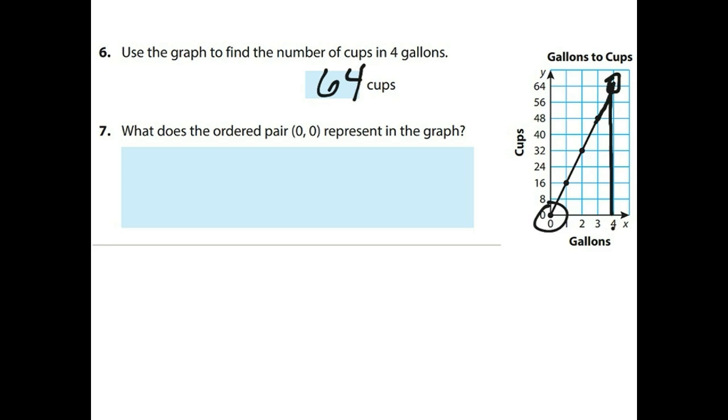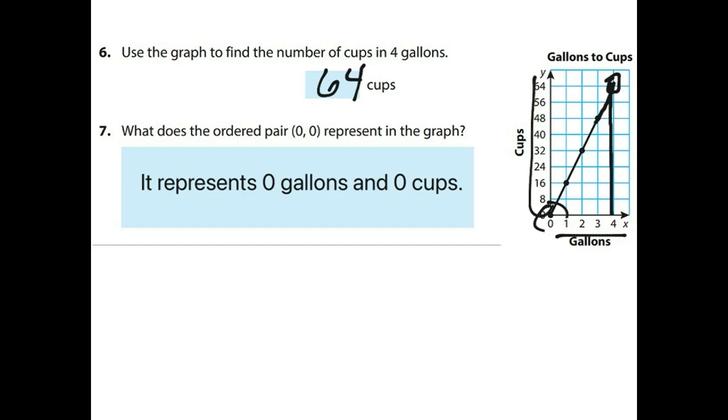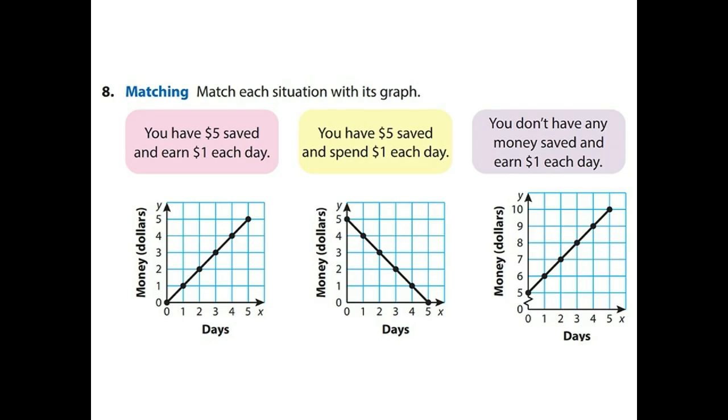Alright, here's what I'm going to say. It represents 0 gallons and 0 cups, right? So here's the gallons, here's the cups. So that 0, 0 would be 0 gallons and 0 cups. So you should have written something like that. So number 8 is a matching, and I think this would be a Jolly Rancher moment, alright? So pay close attention to what it's saying, match the graphs, and then we'll go over it.